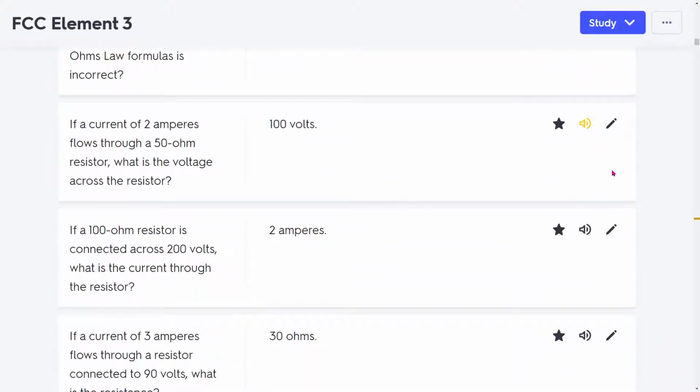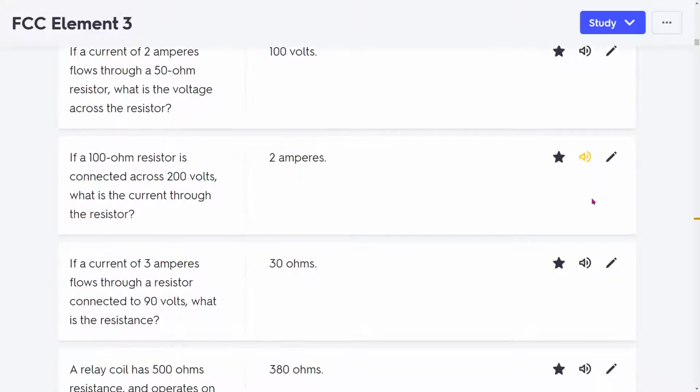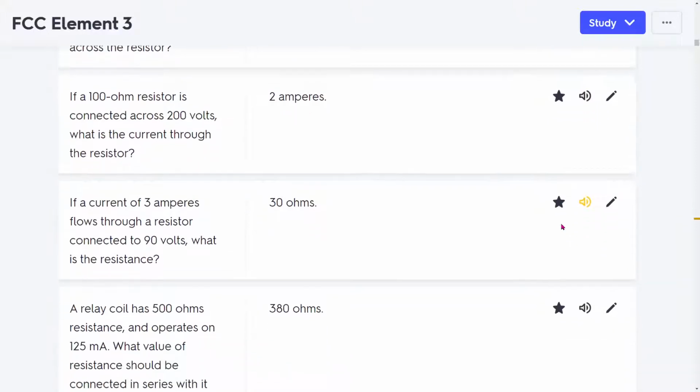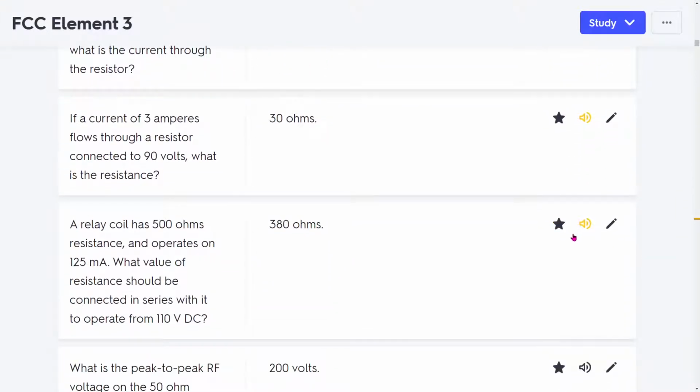If a current of 2 amperes flows through a 50 ohm resistor, what is the voltage across the resistor? 100 volts. If a 100 ohm resistor is connected across 200 volts, what is the current through the resistor? 2 amperes. If a current of 3 amperes flows through a resistor connected to 90 volts, what is the resistance?